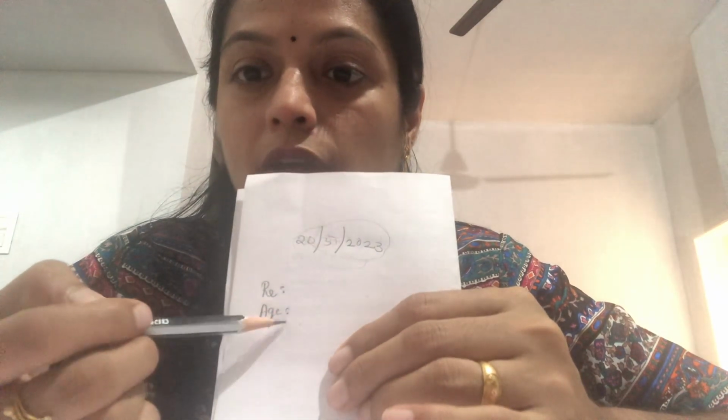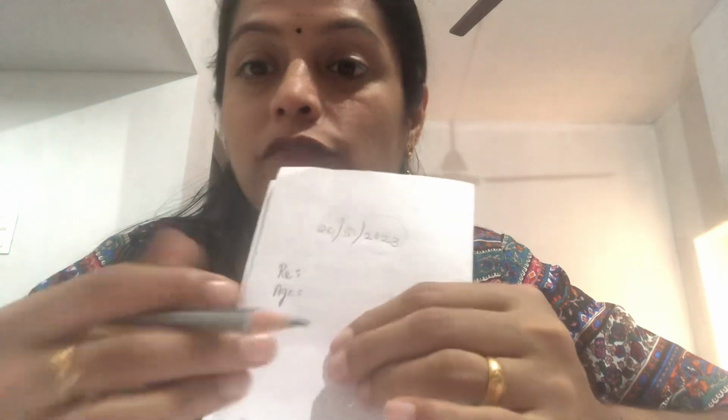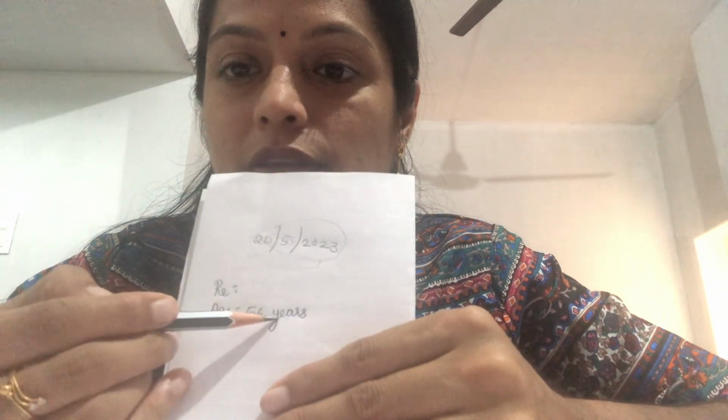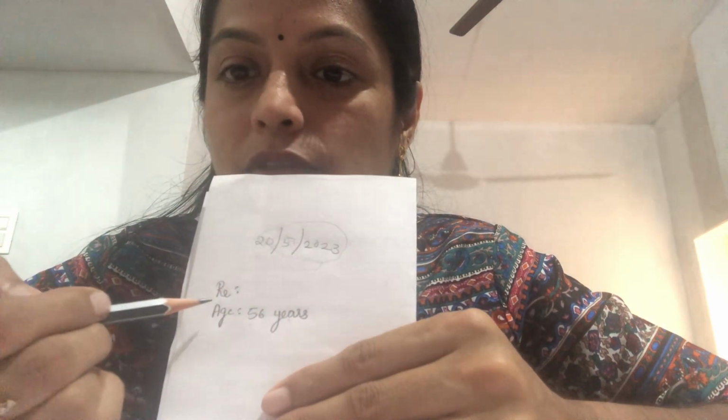But when you are writing the age, whatever age they have given, like 56 years, write 56 years, with y in small letter, and no dot after that. Suppose in the case note, age is mentioned and date of birth is also mentioned. Then give preference to date of birth. Select date of birth.